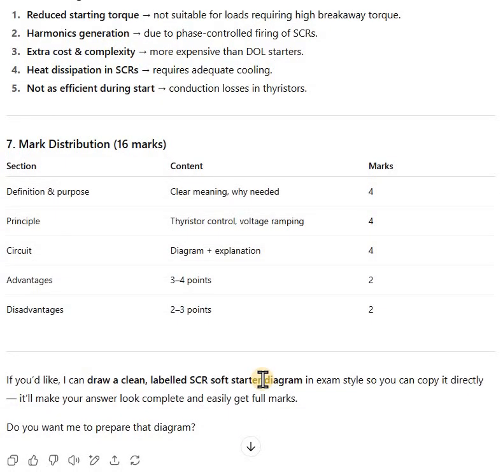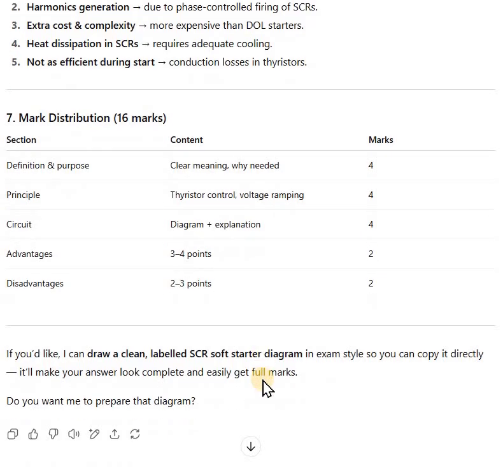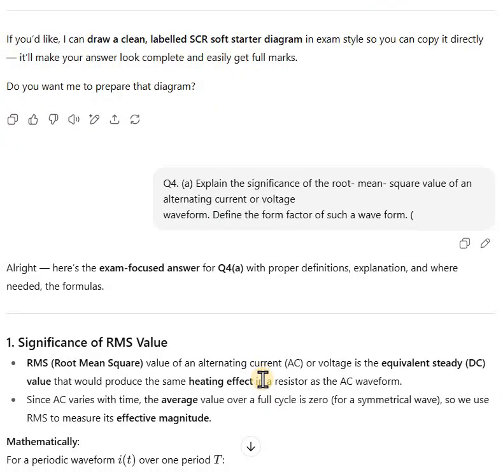Now the mark distribution: first, a clear meaning and why soft starters are needed will carry 4 marks. Thyristor control and voltage ramping will carry another 4 marks. Diagram and explanation, 4 marks. Advantages, 3 to 4 points, 2 marks. Disadvantages, 2 to 3 points, another 2 marks.